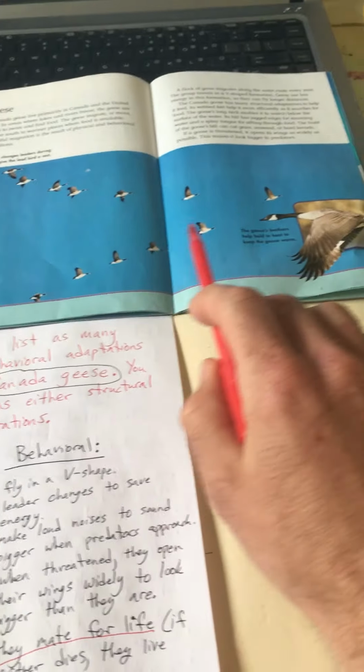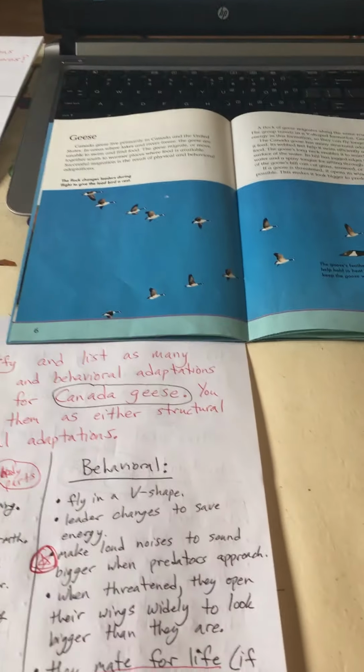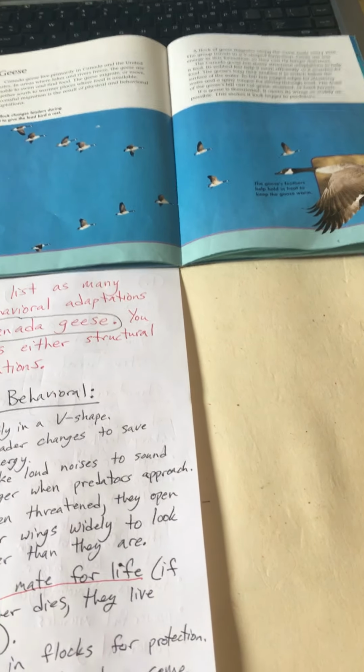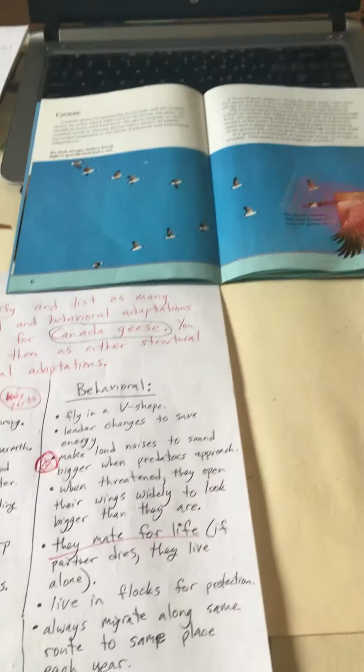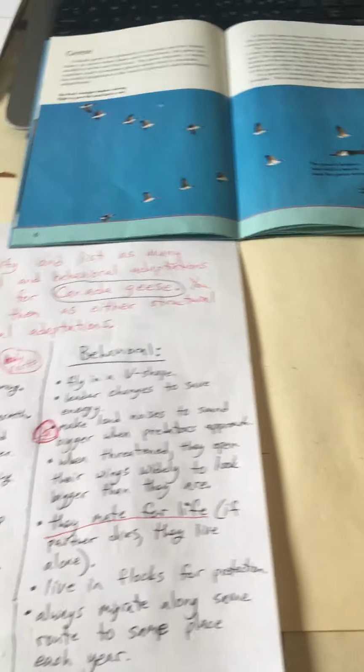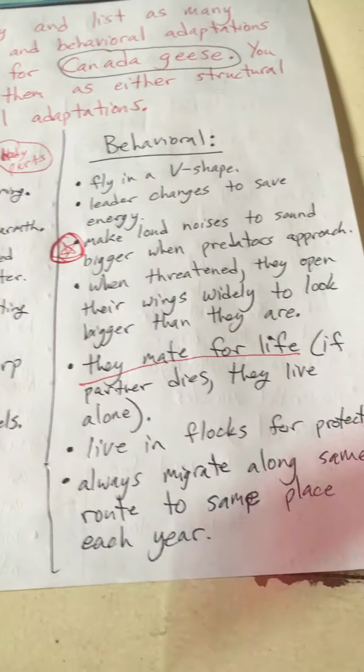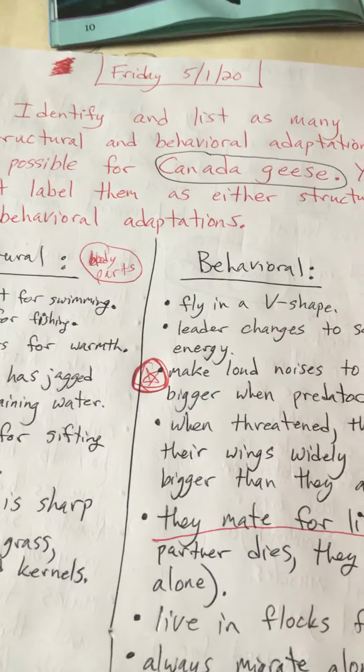So when they fly and go to migrate somewhere where it is warmer so that they can get food in the wintertime, they always go the same route to the same place every year. That way they know that there will be food at that place when they get there.